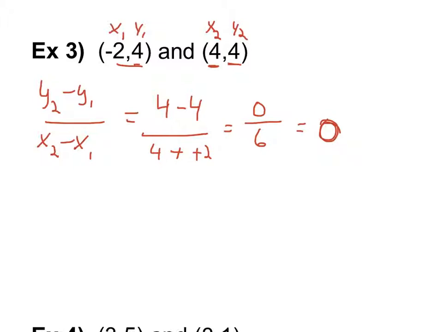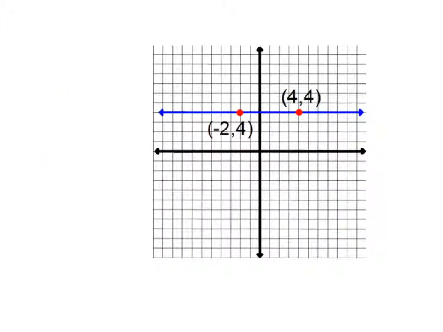All right, so let's graph this and see what it looks like. So you can see if you graph this particular line, it is a horizontal line, and the slope is 0. So anytime you have a horizontal line, all horizontal lines have a slope of 0. M equals 0.